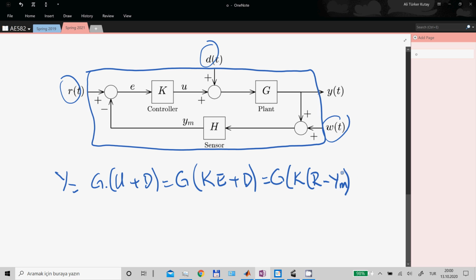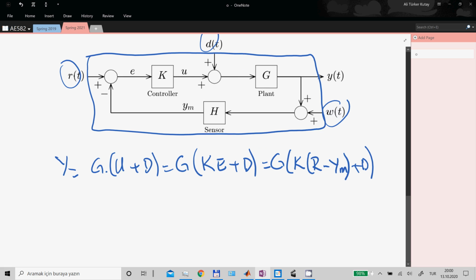plus D, okay? And again, Ym is still an internal signal, and instead of Ym, I need to write H times the input to H, which is Y plus W. So let me just continue here on the second line. Y is equal to G times K times R minus Ym plus D, and instead of Ym, I need to fix this. Let me just.